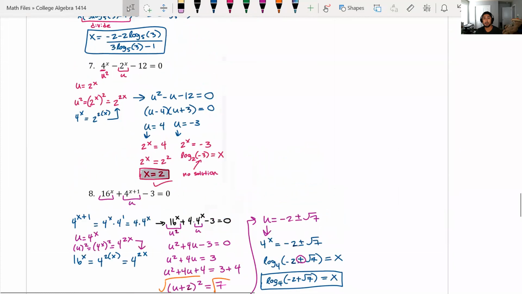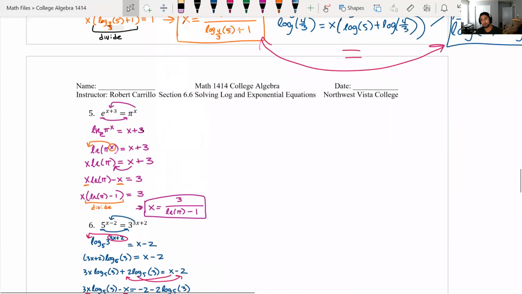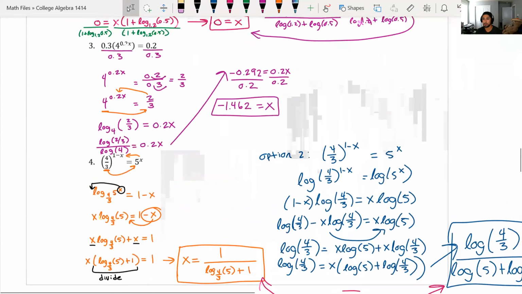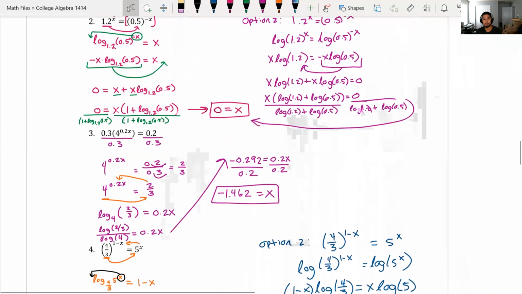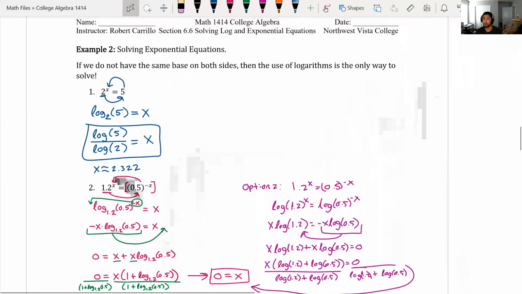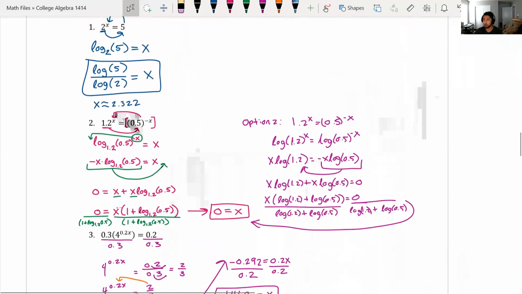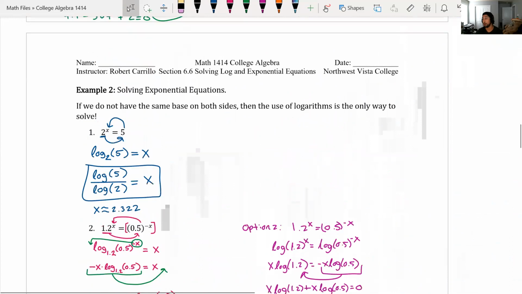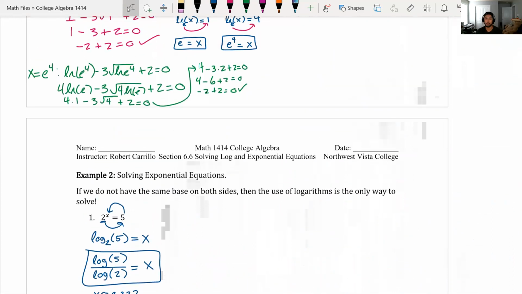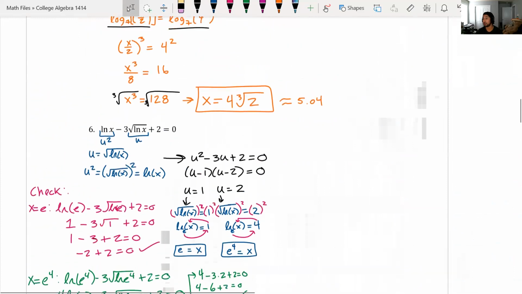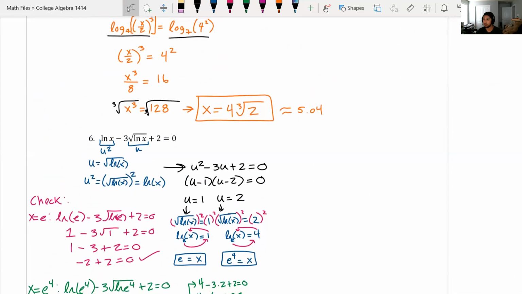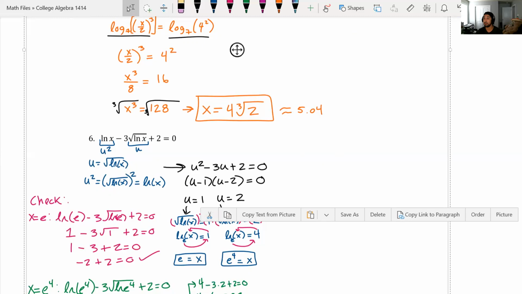I'll look into the video, and if it needs to be split in two, which it probably does, I'll split it into two. But other than that, remember your log properties. Choose option one or option two. Either way, my math lab should take it, I hope. If not, you'll definitely let me know. But knowing that there's two options to solve these lets you know that there's many methods, whichever fits you the best.